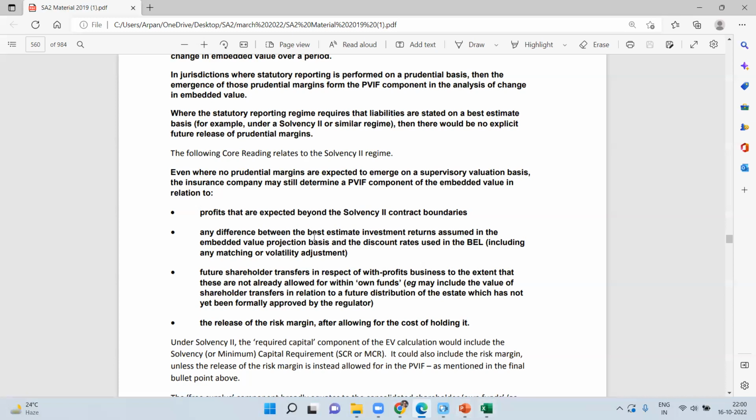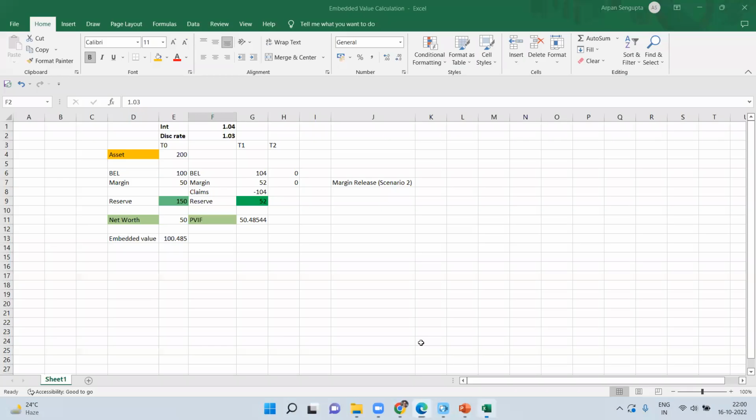So this is the second portion which we have clearly seen here. Any difference? So if the interest rate is higher, then the PVIF would be higher. If the interest rate is lower than the discount rate, then the embedded value would be less, right? So that we have exactly and clearly seen, right?